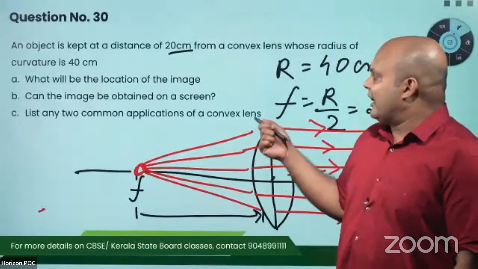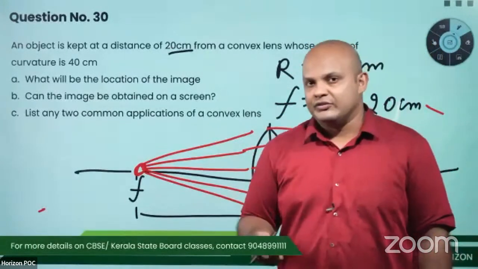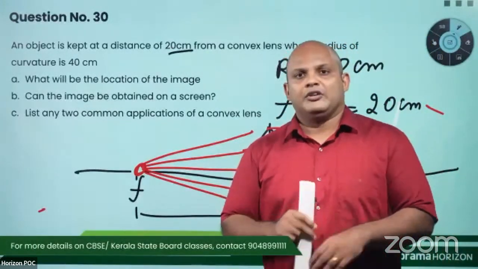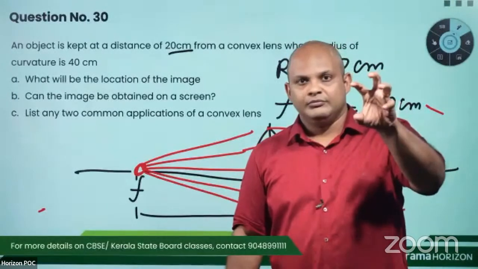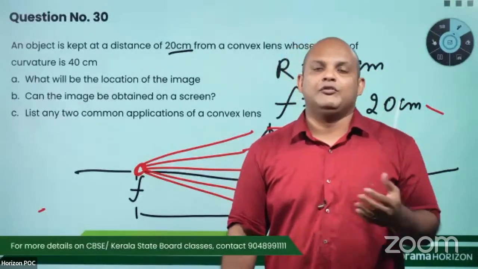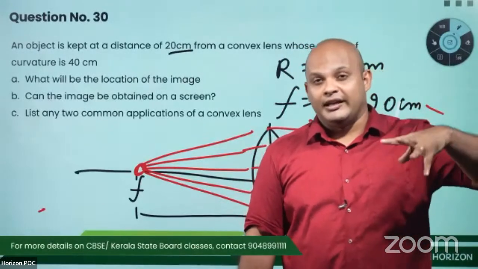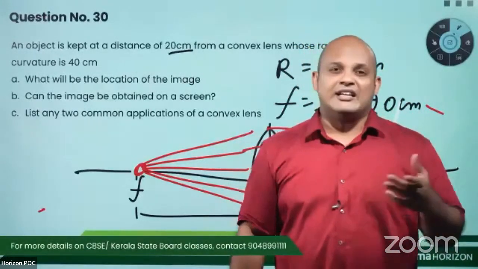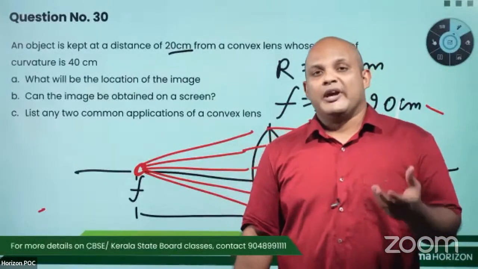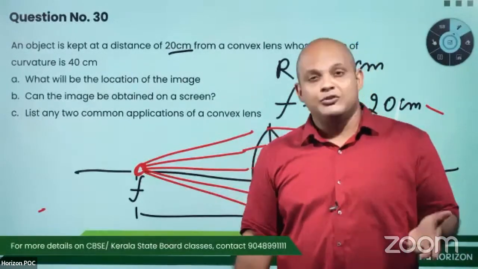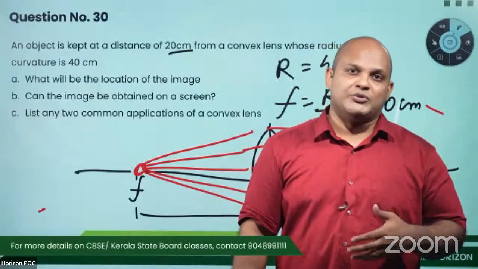List any two common applications of a convex lens. Remember, whenever you are trying to concentrate light to increase brightness, you have to use a convex lens. So you can use a convex lens for gathering sunlight to produce high temperature. That is the principle of a solar furnace. You can use a convex lens to magnify an image. It is used in microscopes and telescopes, etc.